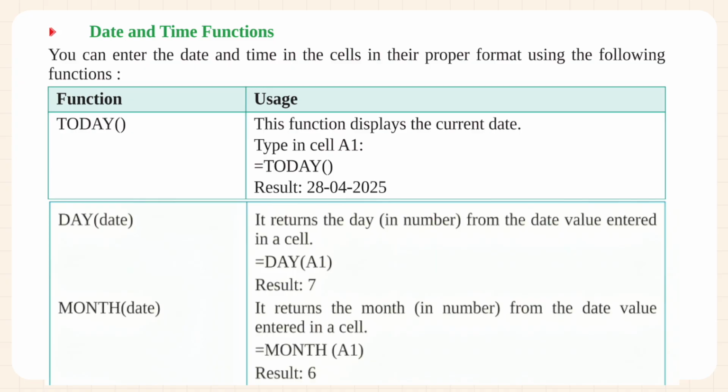DAY(date) returns the day in number from the date value entered in a cell. =DAY(A1). Result: 7. MONTH(date) returns the month in number from the date value entered in a cell. =MONTH(A1). Result: 6.